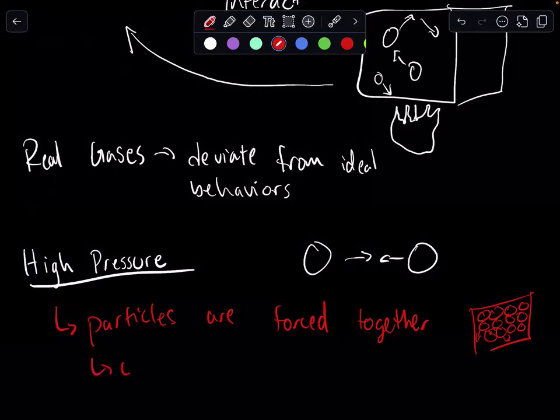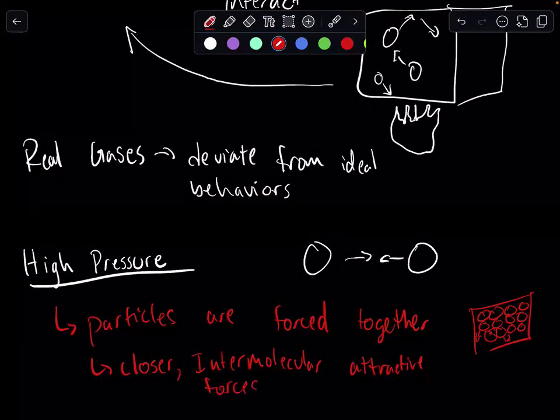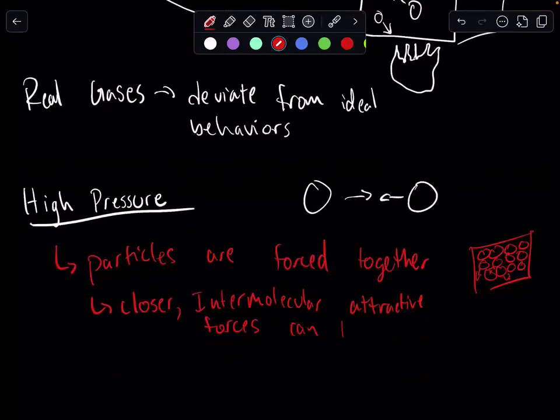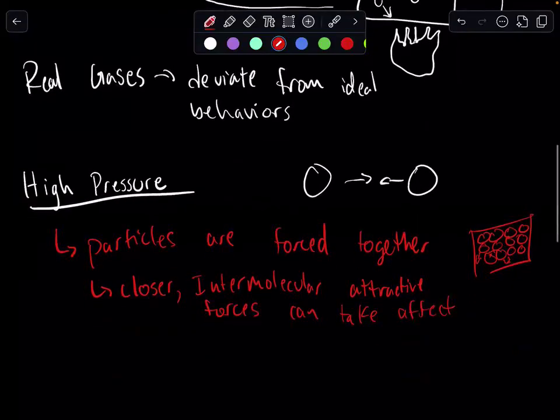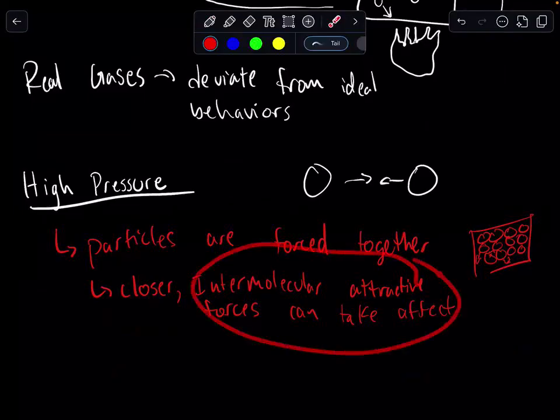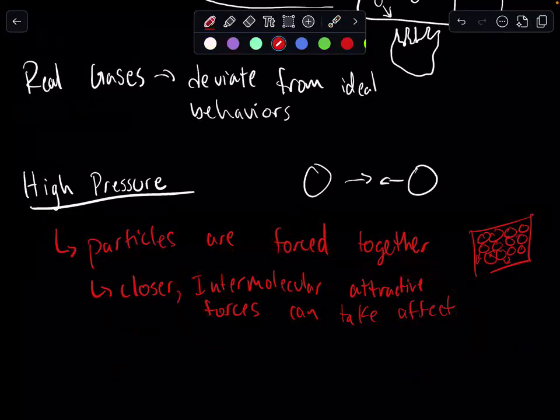And when they are closer, these what we call intermolecular attractive forces can take effect. So by allowing them to get closer together, these forces can start overwhelming. And when these start actually having an effect on the gas behavior, it is no longer ideal and becomes a real gas. The other way we can do this is by slowing them down.